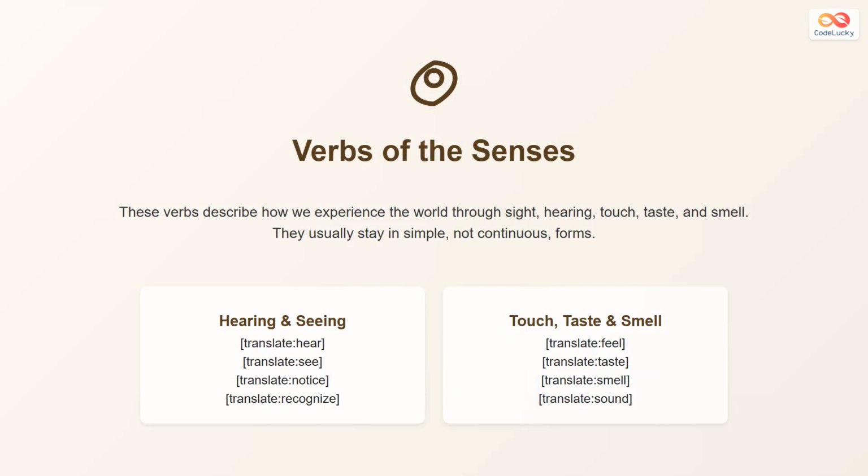Verbs of perception describe how we sense things through sight, sound, smell, touch, and taste. For example, see, hear, notice, and recognize describe vision and hearing. Feel, taste, and smell describe touch or sensation. These verbs tell what is experienced and not what is being done, so they usually appear in simple rather than continuous forms.